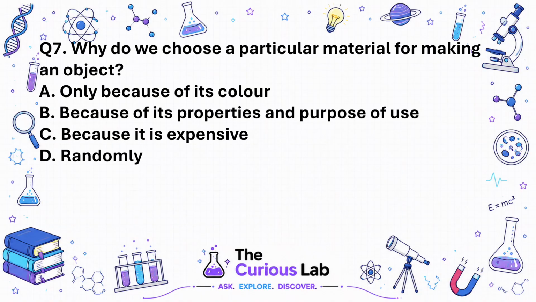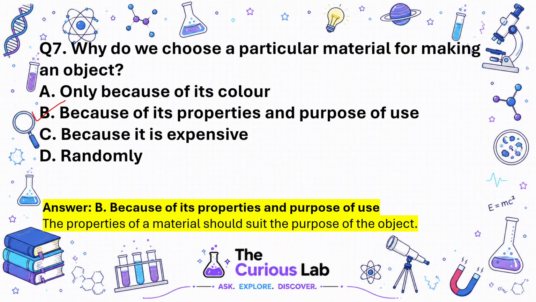Why do we choose a particular material for making an object? Because of its properties and purpose of use. Take for example, if I have to make a tumbler, I am not going to use paper because it will leak. I am going to use some metal. So we have to decide the material based on its properties and the purpose for what we are using.